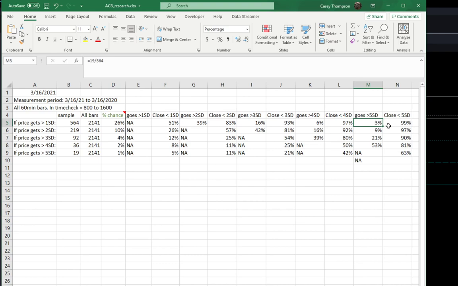There's only a 3% chance that it'll actually go above 5 standard deviations. There's a 6% chance it'll go above 4. I mean, there's a 16% chance it'll go above 3, but if it does go above 3, what are the odds that it goes to 4? And we see that it's a 40% chance it'll go to 4, and then a 20% chance it'll go to 5.